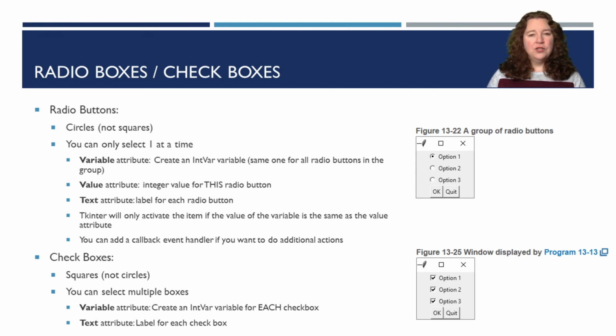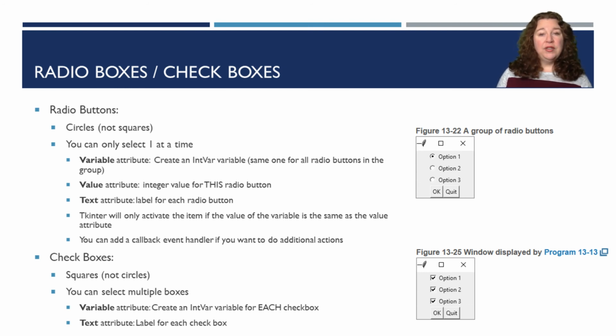Checkboxes are squares, not circles. Circles and squares. So circles are radios. There's one option. Checkboxes, you can have multiple options. You can select all 3 if you want. They also have an int variable that is associated with them, but you need to create an individual IntVar for each checkbox. With radio buttons, you create one and you use it throughout. With a checkbox, you use 3 different ones because you need to know which one is turned on and which one is not. So you can go through and check your checkbox IntVars to figure out which ones are turned on and off to be able to make some changes.